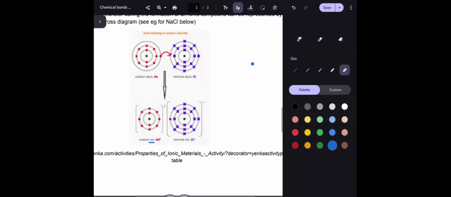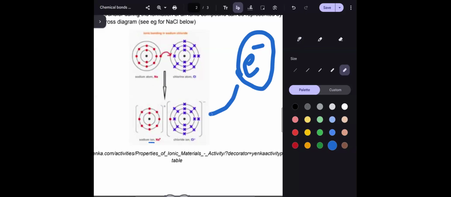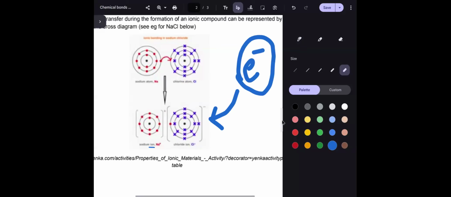Remember, an electron is a negatively charged particle. So if sodium is losing an electron, it's losing a negatively charged particle, so it's becoming more positively charged. If chlorine is gaining an electron, chlorine is becoming more negatively charged because it's gaining a negatively charged particle. And so that's why it's forming a negative ion, right?